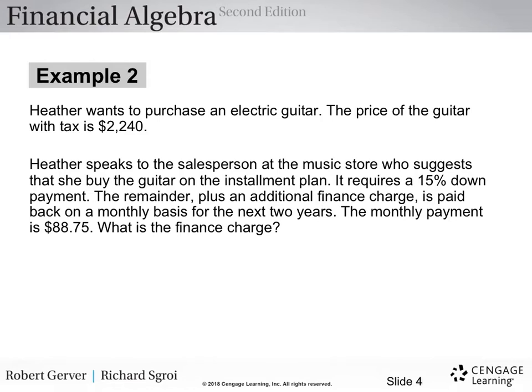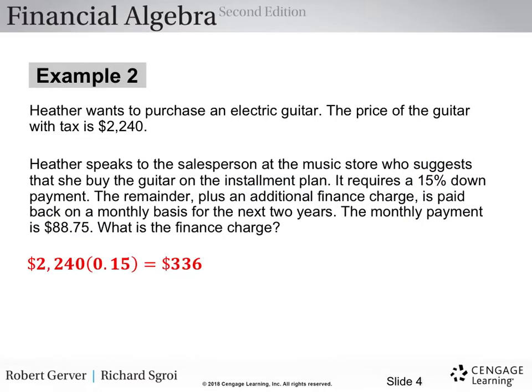Well, Heather happens to be in the store looking at the guitar, and a salesperson comes over and suggests that she buy the guitar on the installment plan. All right? Remember the definition of installment plan. It requires a 15% down payment. That's how much you must pay up front. The remainder, plus an additional finance charge, is paid on a monthly basis for the next 2 years. The monthly payment is $88.75. So what is the finance charge, or how much does she have to pay for the ability to buy this on the installment plan?